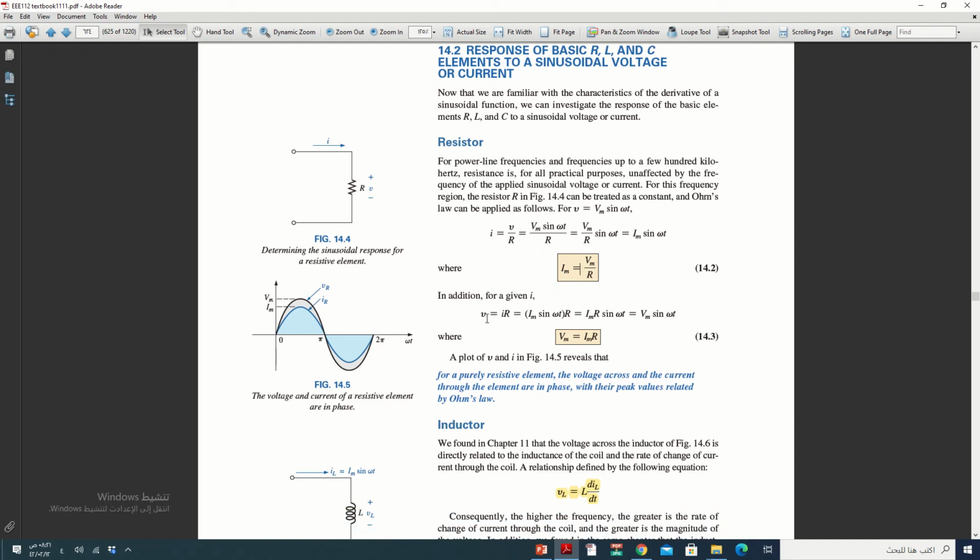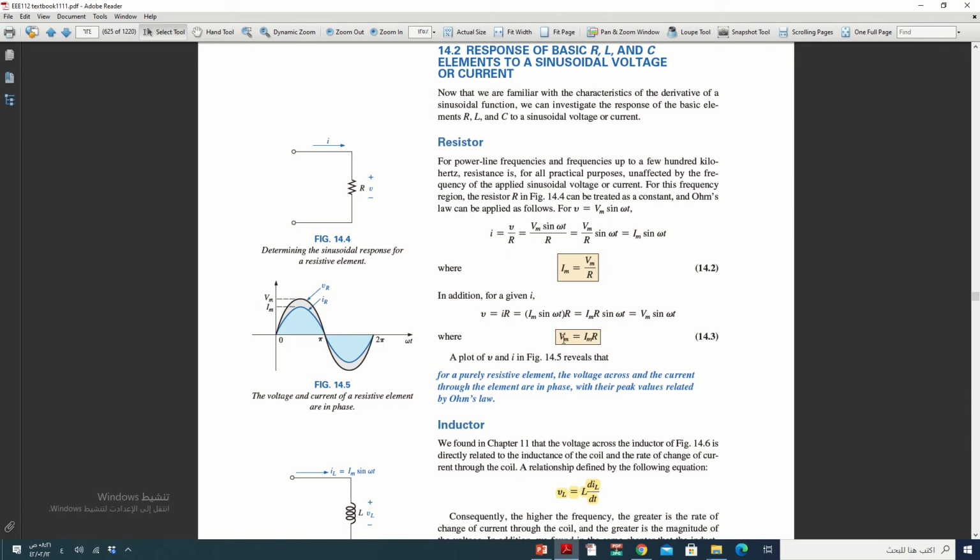So what about the opposite? If we have I, and we need to find the V. Similar: I multiplied by R, which is Im sine omega t multiplied by R, will be Im R, a constant. It will be Vm, the peak, the magnitude, the maximum, sine omega t. This formula is similar to Ohm's law.